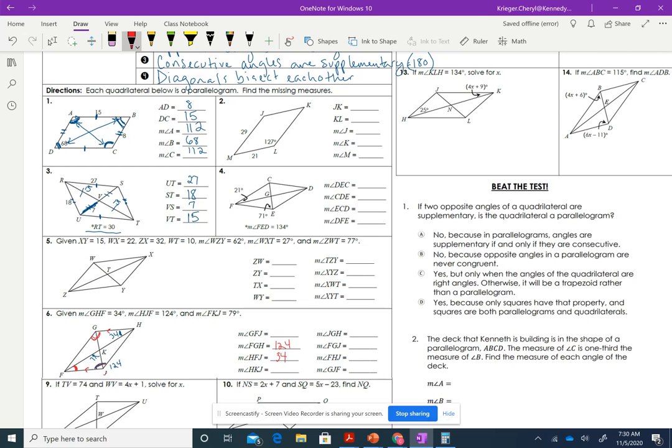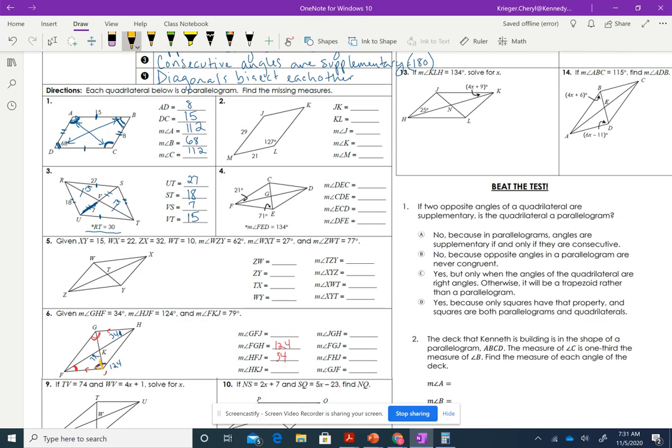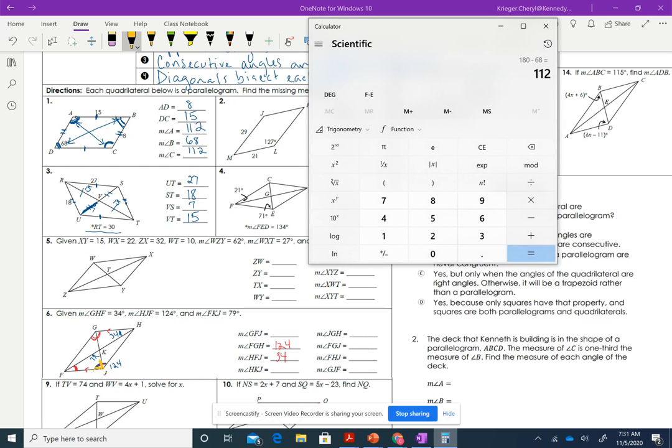Okay, how about HJK? HJK. All right, we don't know anything about that one yet. But I guess we could start solving. So let's start with, I'll go change my color so you guys can see. This one down here, right? If we know two sides of a triangle, we can figure out our third, right? I'm going to add 79 and 34 and subtract it from 180.